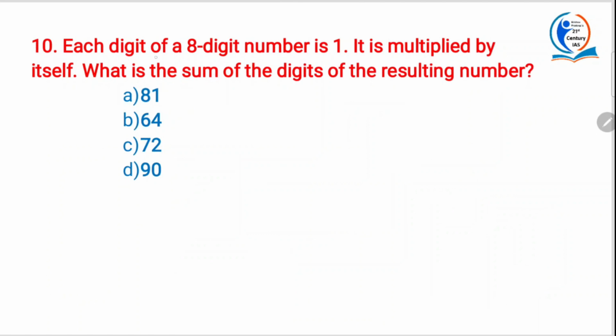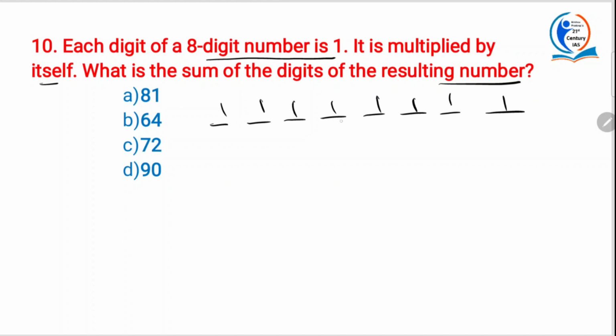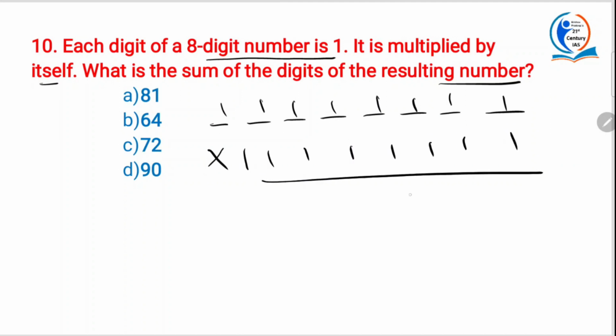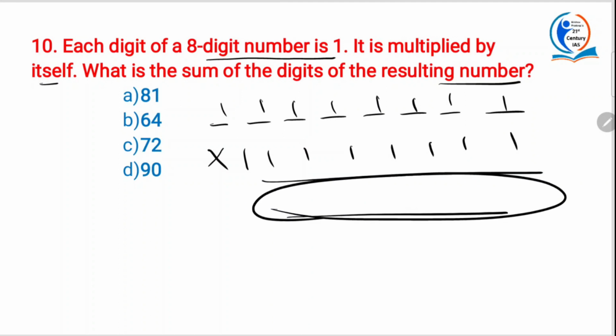Next, each digit of an 8-digit number is 1. It is multiplied by itself. What is the sum of the digits of the resulting number? Okay, so he's saying that 1, 2, 3, 4, 5, 6, 7, 8. 8 digits are there and each digit is 1. And it is multiplied by 1, the same number. Now he's asking you, after multiplication, what is the sum of the digits?